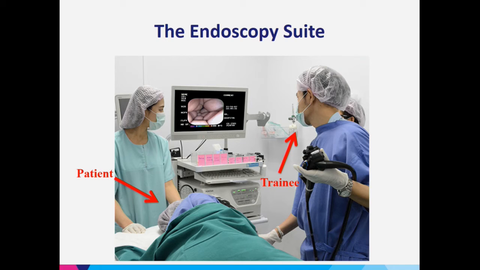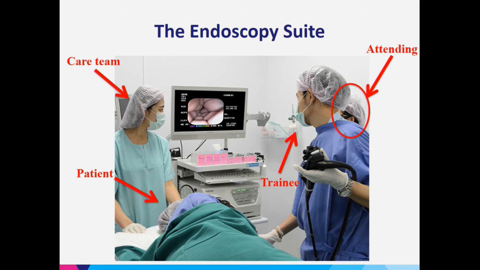Here's a quick snapshot of what it's like to be in an endoscopy suite. We have the trainee on the right side, holding a scope in his hand. It looks like an upper endoscopy, based on the patient's positioning. The patient is sedated, lying on the table. We have the care team, which usually includes a nurse in the room, a tech to help out with supplies and equipment, and often an anesthesiologist, depending on your institution, to help out with sedation.